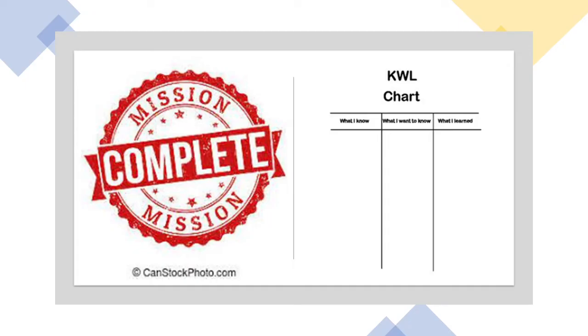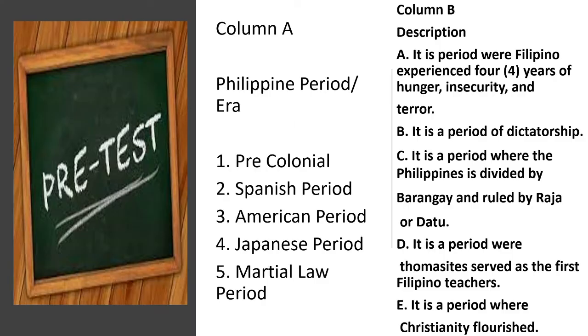Now, I want you to answer the KWL chart. What I know, what I want to know, and what I learned. So you will just answer K and W, and later, after we have discussed the lesson, you can answer letter L or what you have learned from our discussion. I'll give you 5 minutes to answer this KWL chart. Okay, very good. Let's go to our lesson.